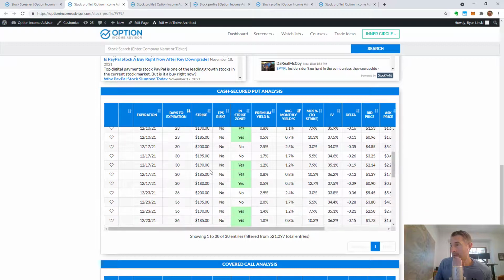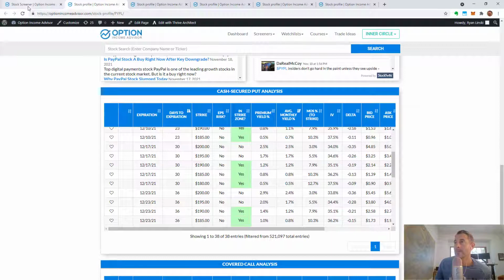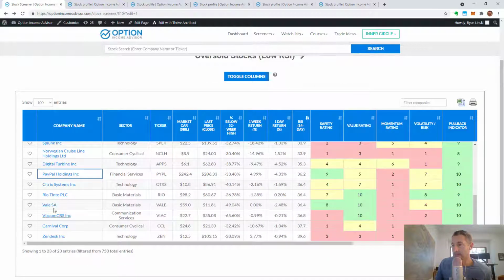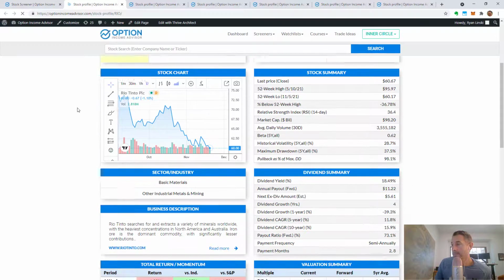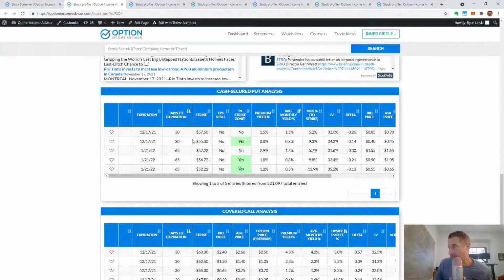So same thing. We go down here. We see the ones that are in the strike zone. Okay, this 190 looks pretty good. 1.2%, still a delta under 20. This thing's traded off quite a bit. Oversold. And then let's just do one of these. Let's do Rio. So this one doesn't trade as actively, but this 55, again, 14 delta. It's got about a 10% margin of safety, about 0.8%.